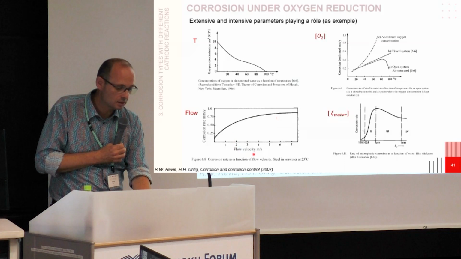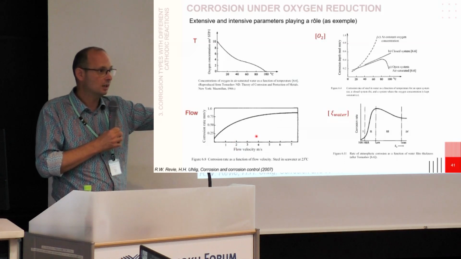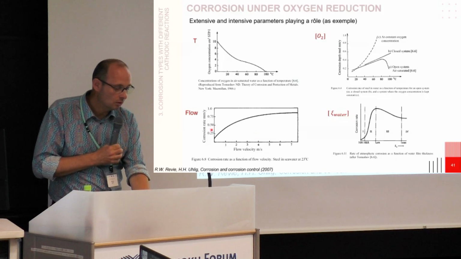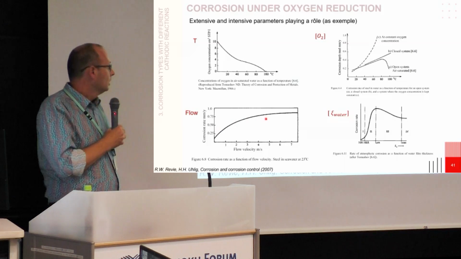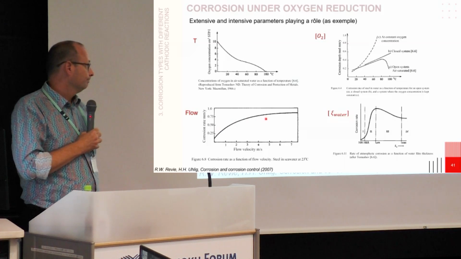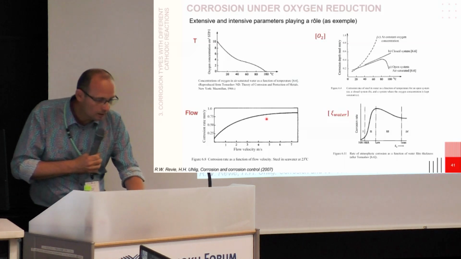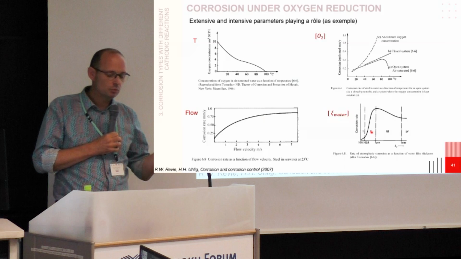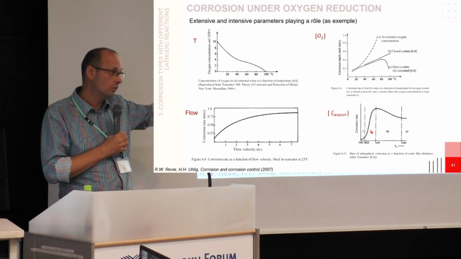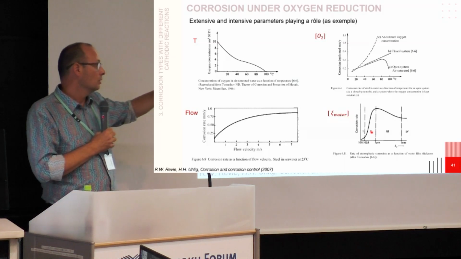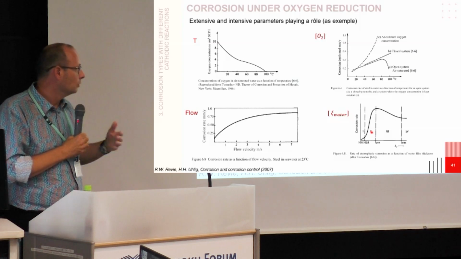So for example, here it's the flow velocity of a solution arriving on a metal. If I'm looking only at the flow velocity, I can see that the higher the flow, the higher the corrosion rate. And also, if we go to atmospheric corrosion, the thin layer of water that can wet the material can also affect the corrosion rate.